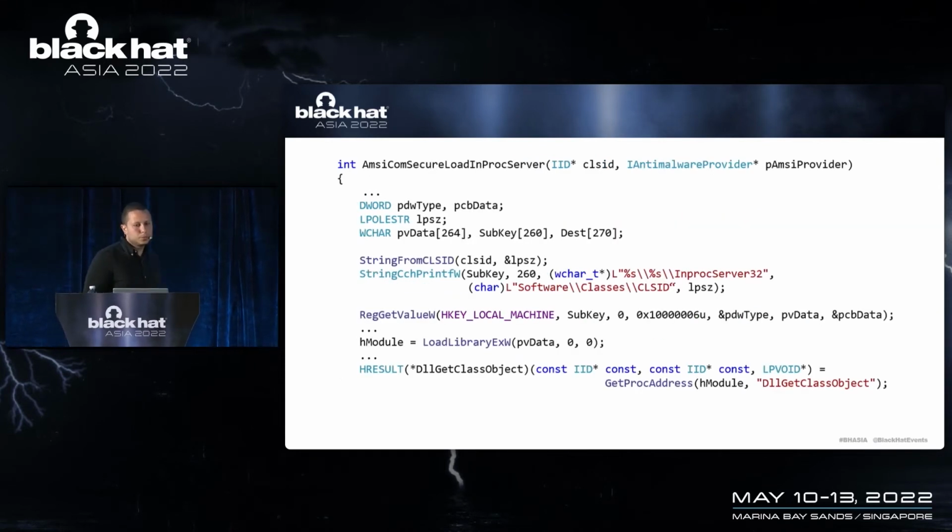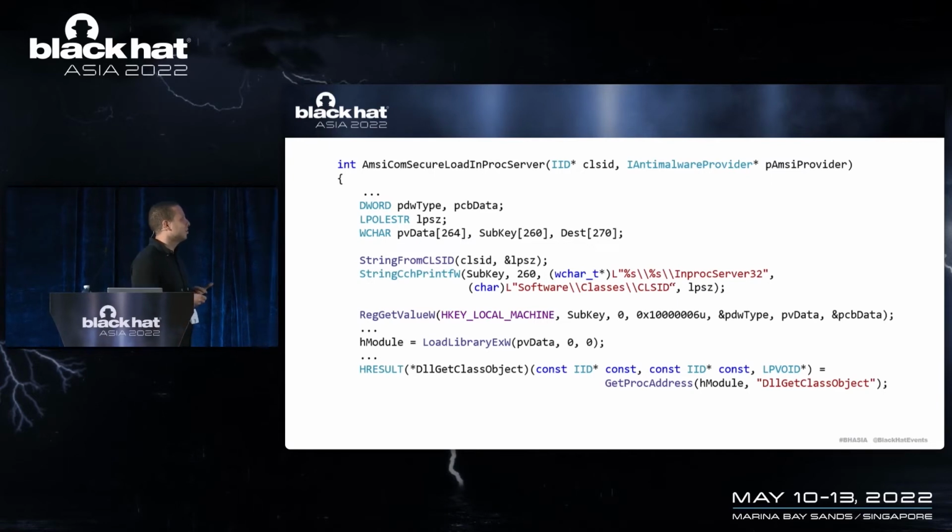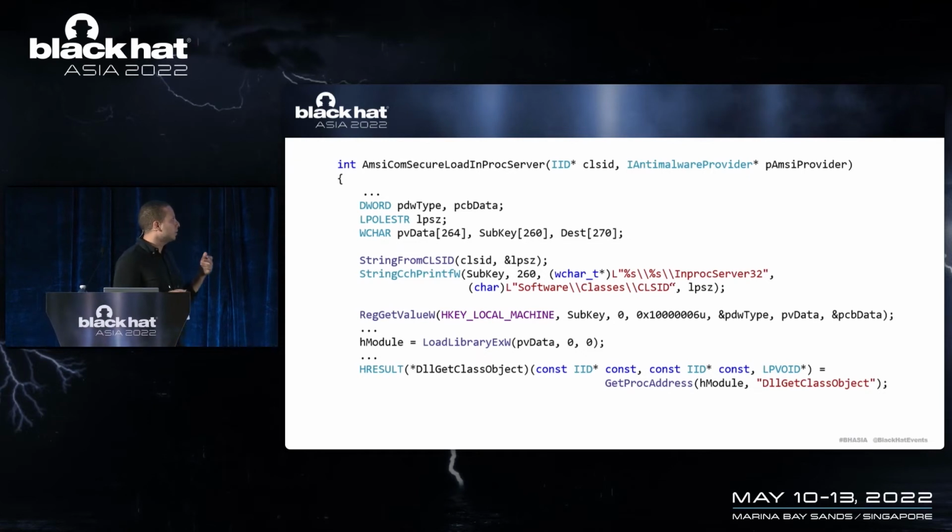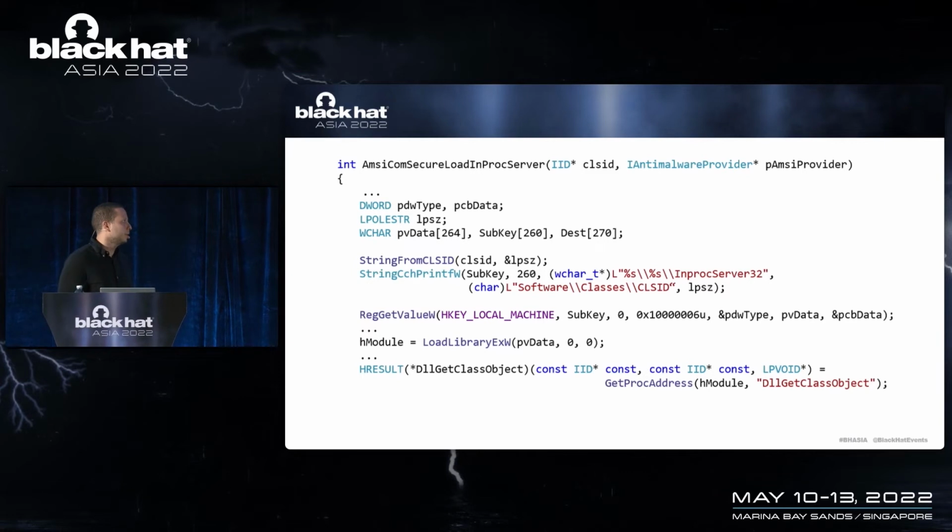AmsiSecureLoadInProcServer looks like this. If you listened in the last slides, you can really guess what it's going to do. It's going to enumerate the Software Classes CLSID registry key and find, for each CLSID, the subkey named InprocServer32. We've seen that this subkey holds the path of the DLL of the AMSI provider. Then we're going to load this DLL and call an export that it defines named DllGetClassObject.